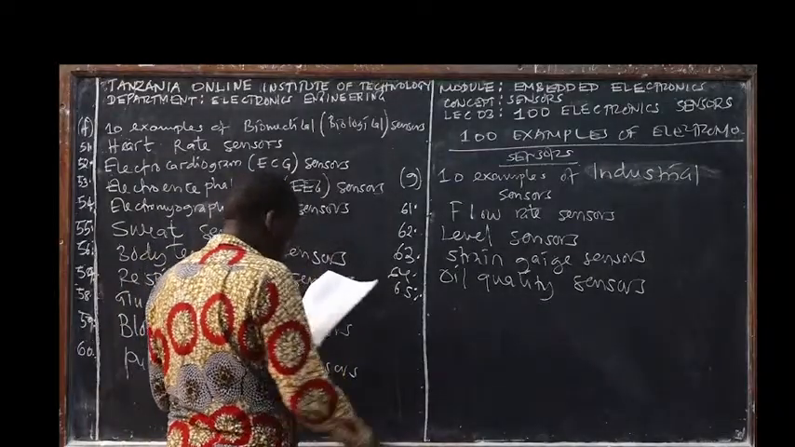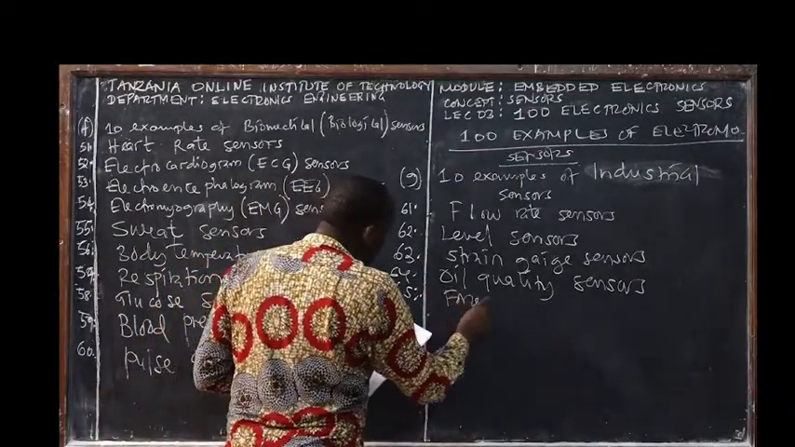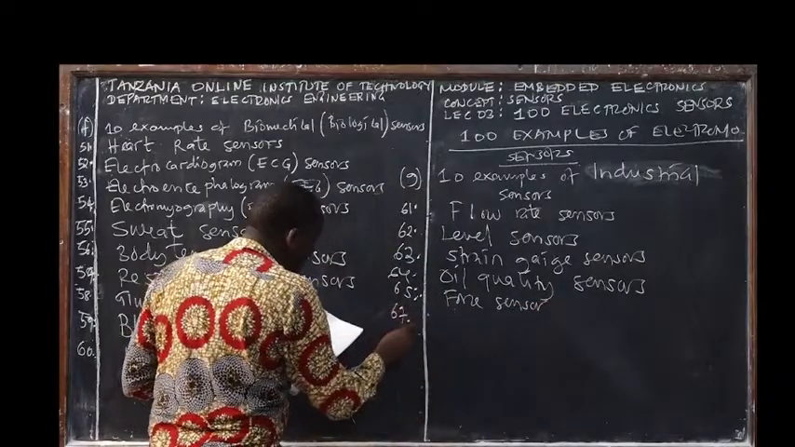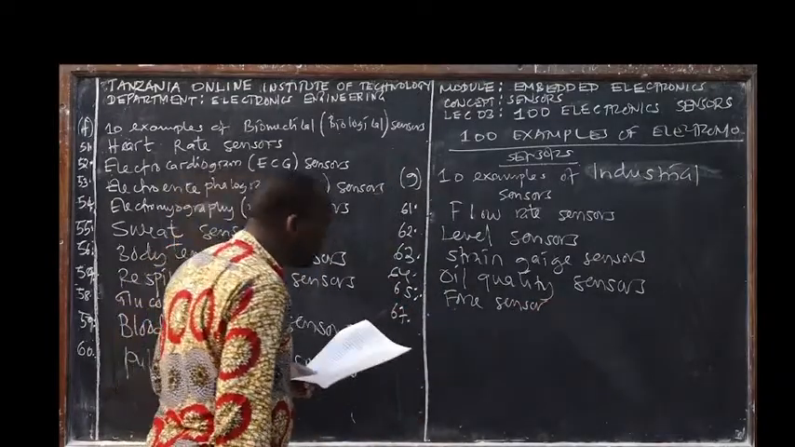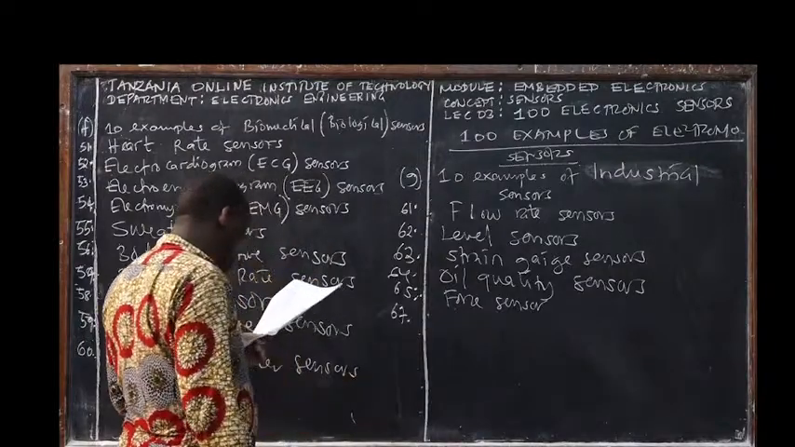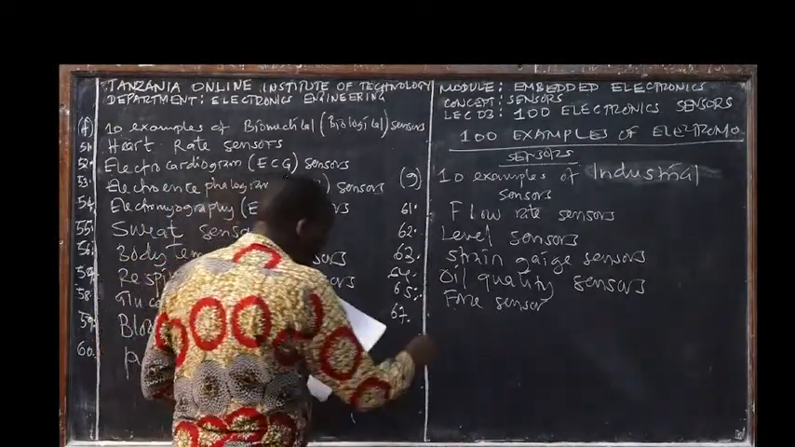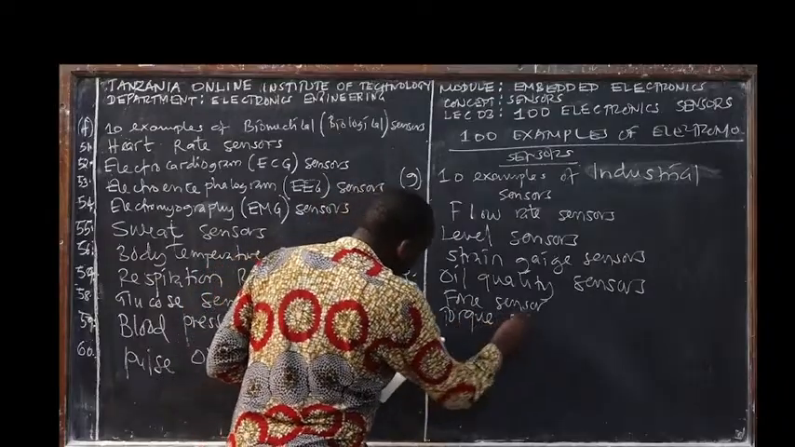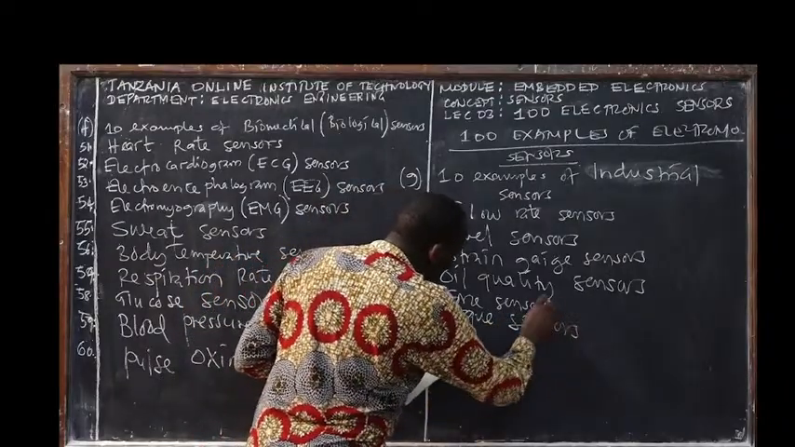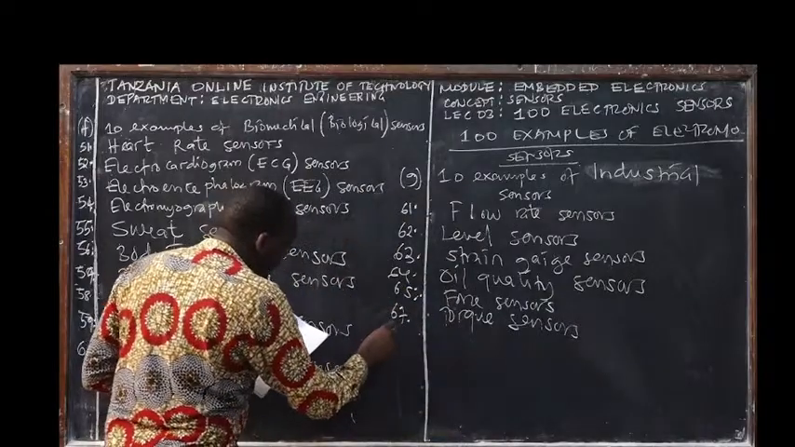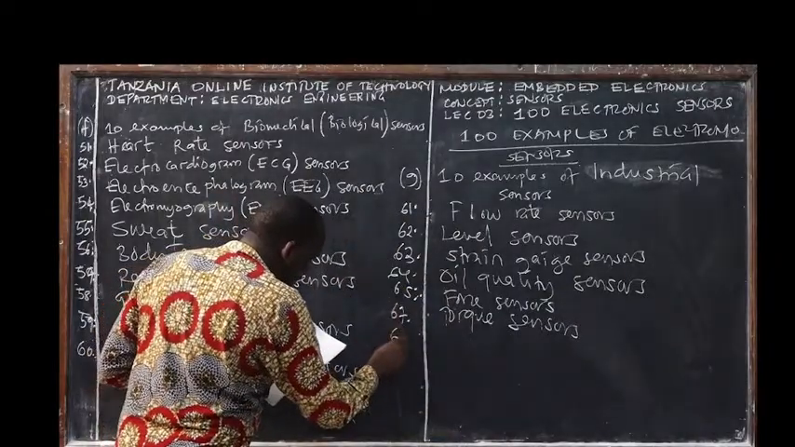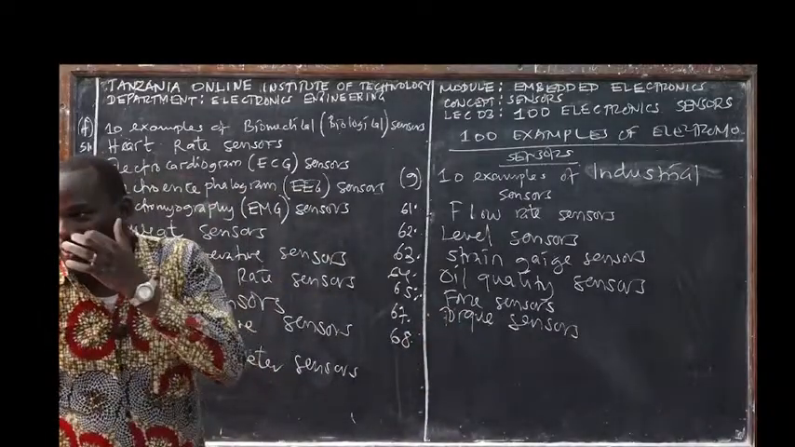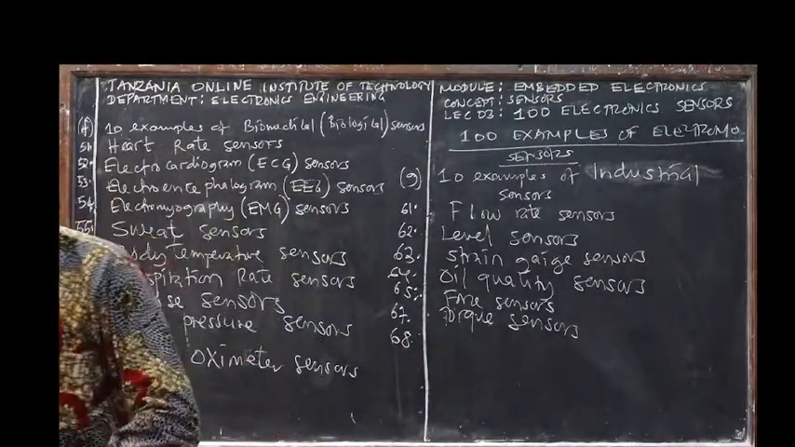The 65 example is called the force sensor. Say force sensor. Then example number 67 is called the torque sensors. Say torque. Do you remember torque in rotation or in magnetism?